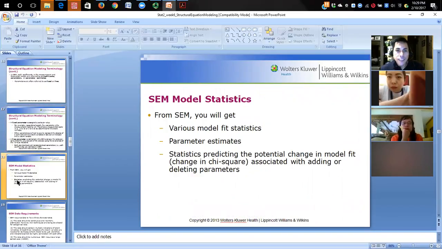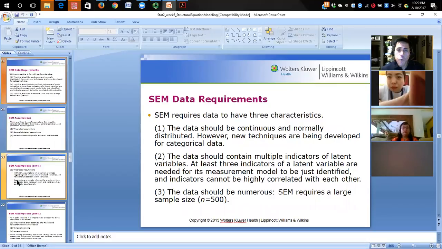So from SEM, you will get the various model fit statistics, the parameter estimates, and then you also get statistics predicting the potential change in the model fit used by way of the chi-square mathematics. So SEM requires data to have three characteristics. It should be continuous and normally distributed. It should contain indicators of latent variables, and the data should be numerous. That means that SEM requires a large sample size of an N greater than 500.